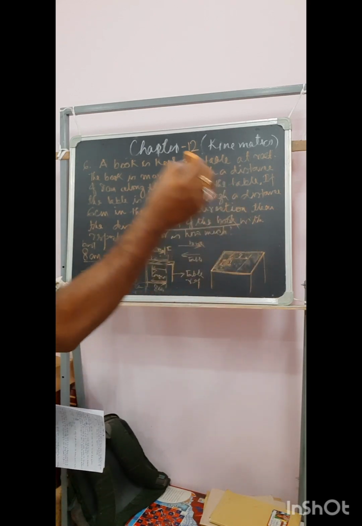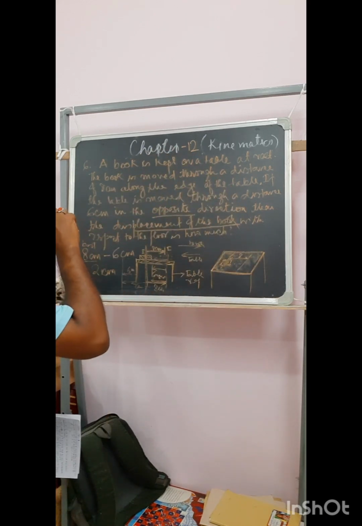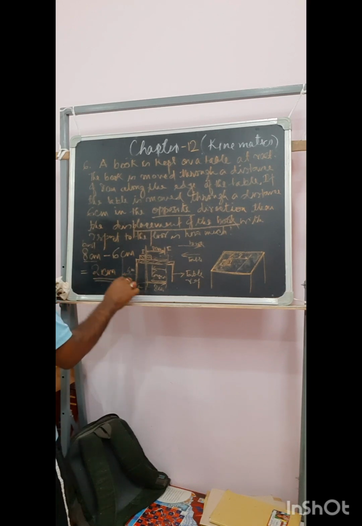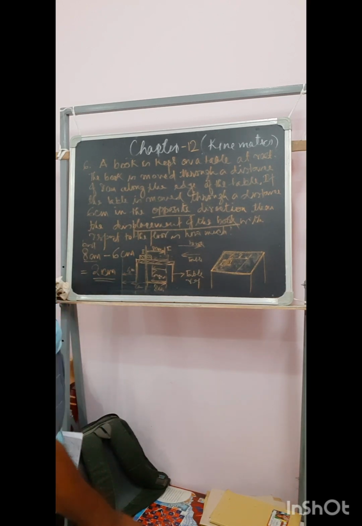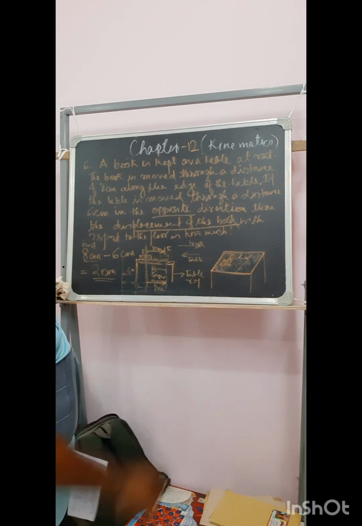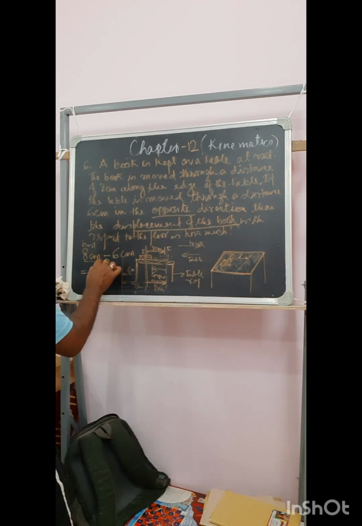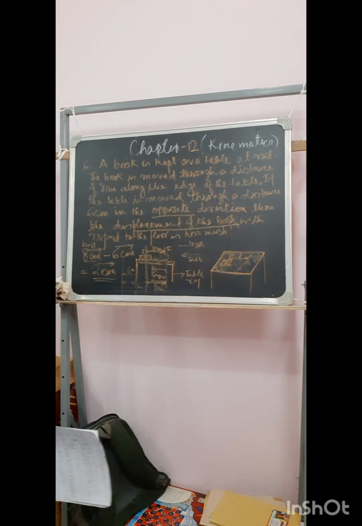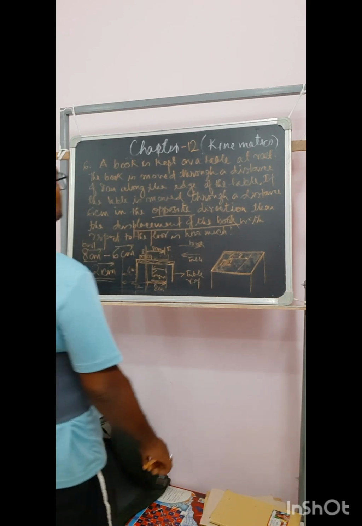Now where the book has moved initially by 8 centimeter, the ultimate displacement will be 2 centimeter in the same direction it started moving. Okay, so it will be given a sign, because this is a displacement and this is a vector, so I have to give a sign.